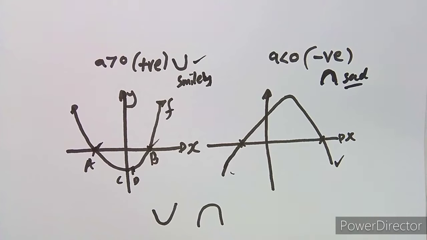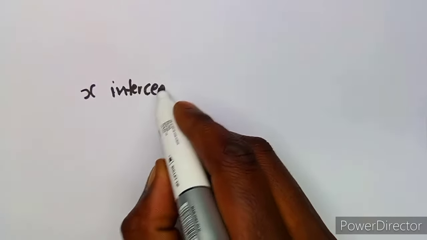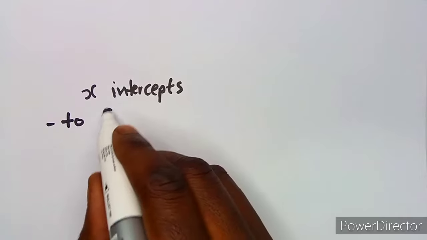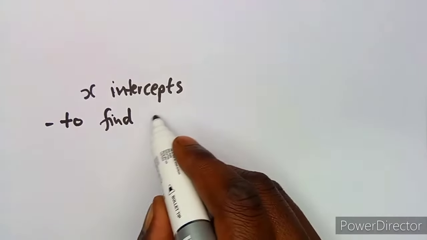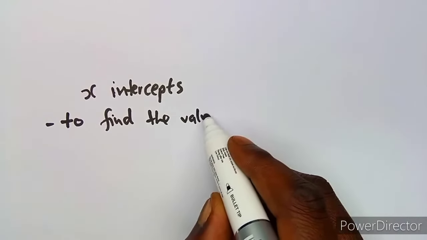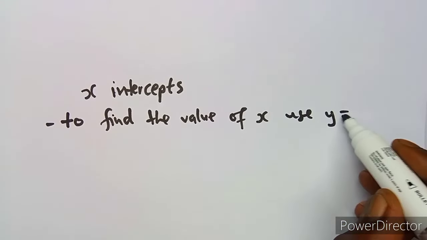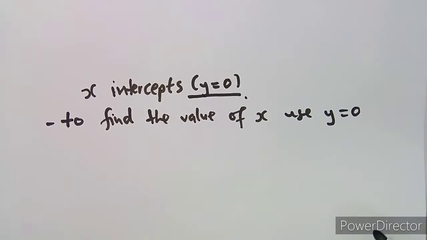Also, on this graph there is some property that you need to know, which is the x-intercepts. As we saw, we've got the x-intercepts there. To find the x-intercepts, we use the same thing as in the previous part: in the x-intercept, y is equal to 0. So to find the values of x, y is equal to 0. Here we are going to substitute y is equal to 0 to find the x-intercepts.